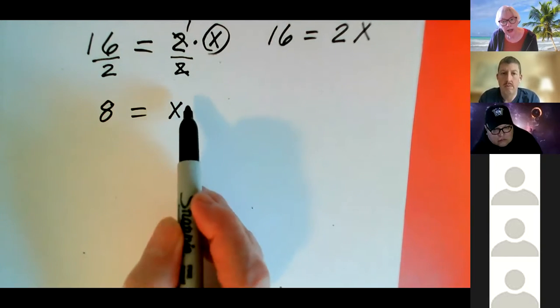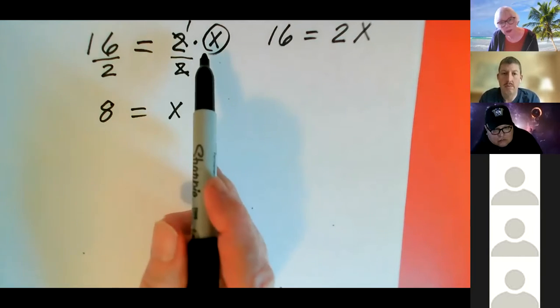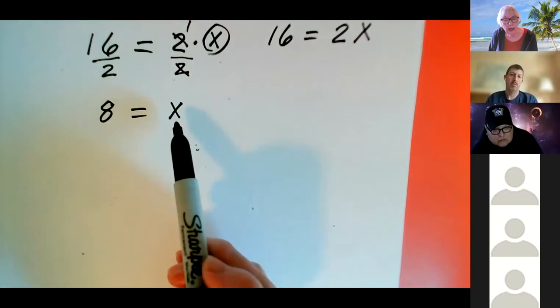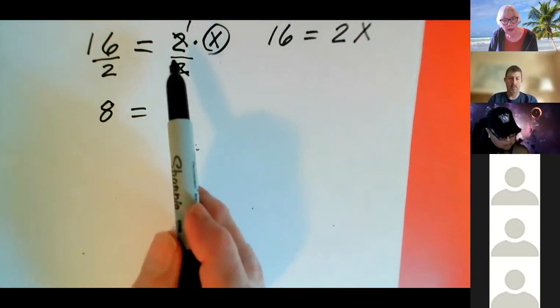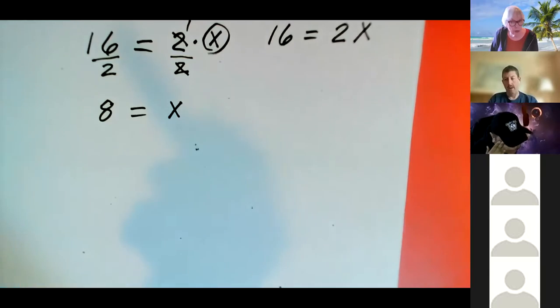Can you just find out what the x is? Well, I know what 2x is, but I don't really care about that. I want to know what x is. And so that's why you try to pull off these numbers until you get x equals whatever.